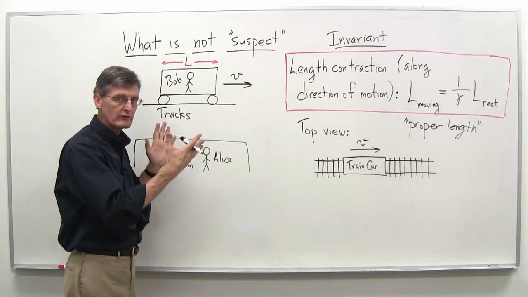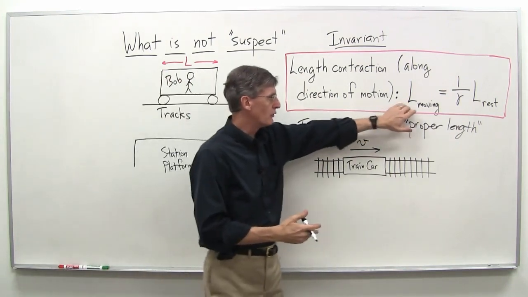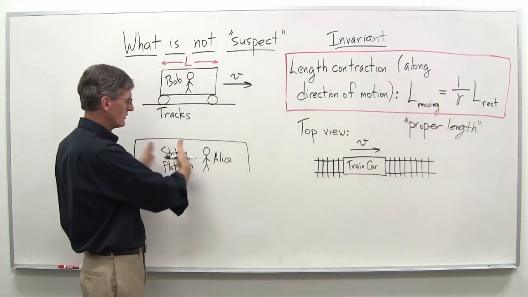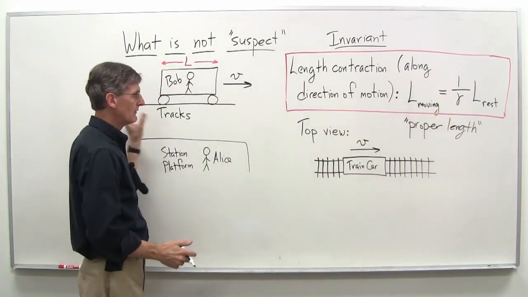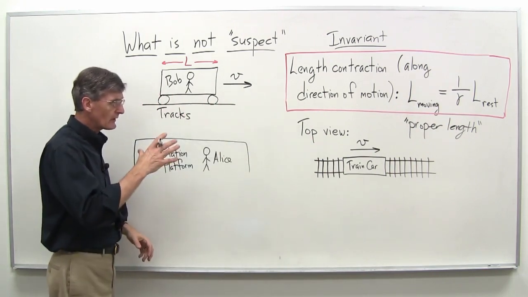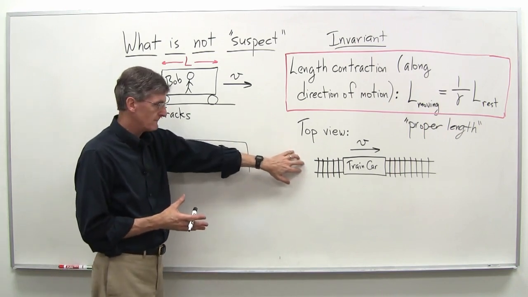So she would measure the length of Bob's moving train car as L moving times 1 over gamma, whatever the rest length was if he brought it stationary, and she could measure it there at the station platform. Then he goes by, she gets a different answer for the length. So now let's do a top view first here, okay?